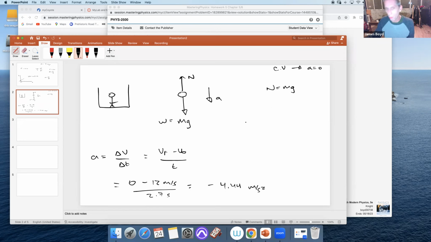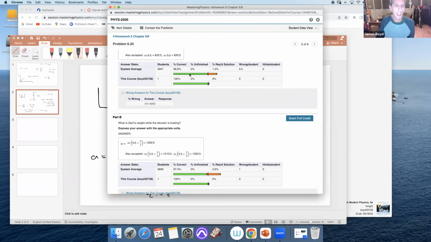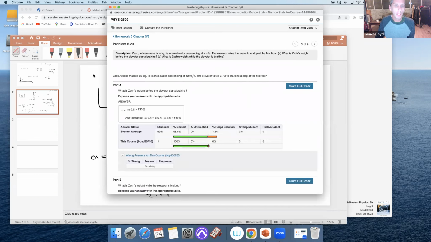A is 4.44 now. So MA is mg minus, well, let me take that back. MA is his weight minus his normal force. So his weight is MA plus his normal force. And if we assume the normal force is mg, then we get MA plus mg, what the normal force was before he started braking. That means that we get MA plus G, and his mass is 85 kilograms.